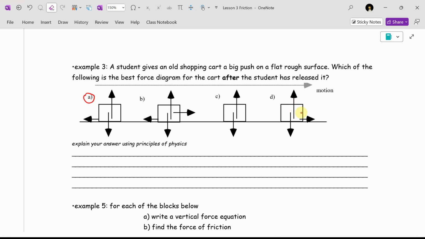How would this object, D, be accelerating? Which way must that accelerate? That would be speeding up. When you let go of a shopping cart, does it spontaneously start to speed up on its own? So I know that's wrong. Okay? Unless what?